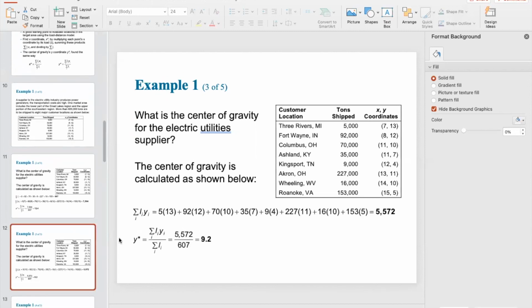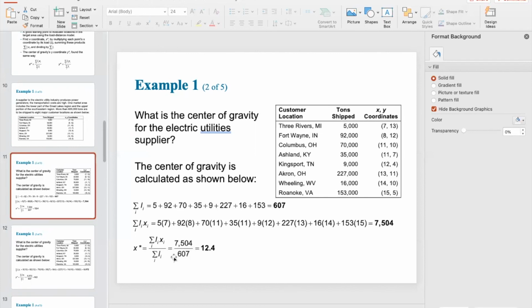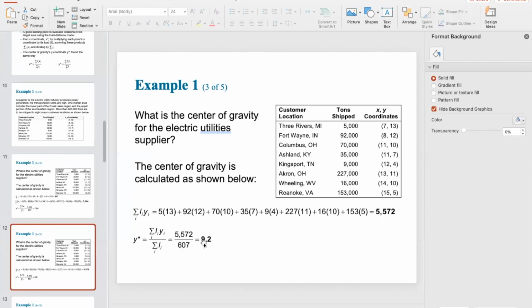Then you can already imagine how we get the corresponding Y star for the center of gravity. It's the same thing. You use the customer population for every single location times the corresponding Y value for that location, and then you repeat this process for every customer location. That's how you get the numerator of the equation for finding Y star, which is 5,572. The denominator is still the same, because you do not change your customer population in total. It's still the summation of w_i, which is 607, exactly the same denominator as for the X star. After you do this, you will find the corresponding Y star.